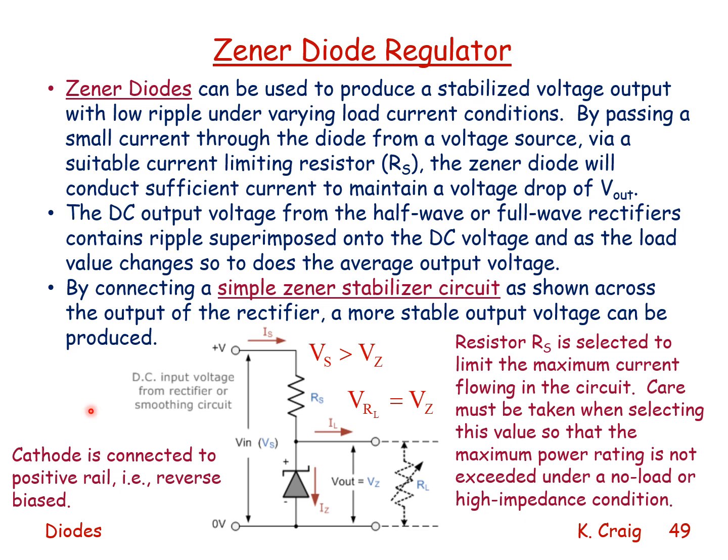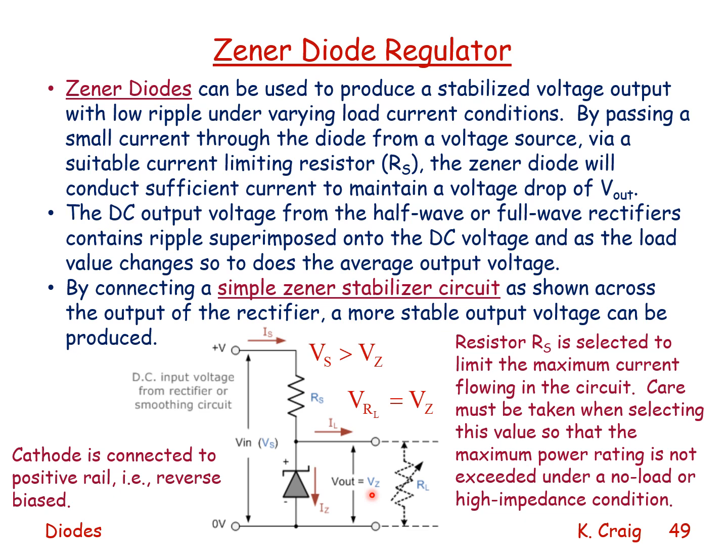Here is a Zener diode regulator. Zener diodes can be used to produce a stabilized voltage output with low ripple under varying load current conditions. By passing a small current through the diode from a voltage source via a suitable current limiting resistor, R sub S, as shown here, the Zener diode will conduct sufficient current to maintain a voltage drop of V out. V out is shown here, it's equal to the Zener voltage.